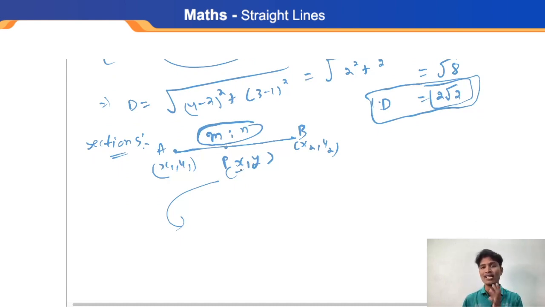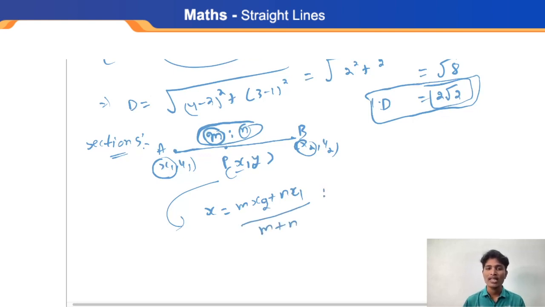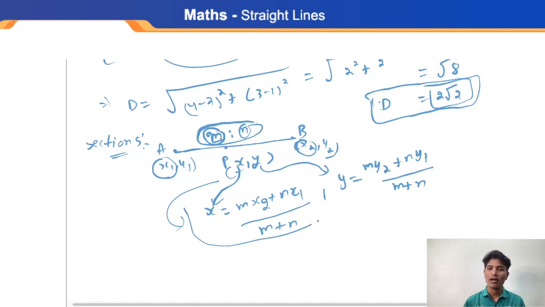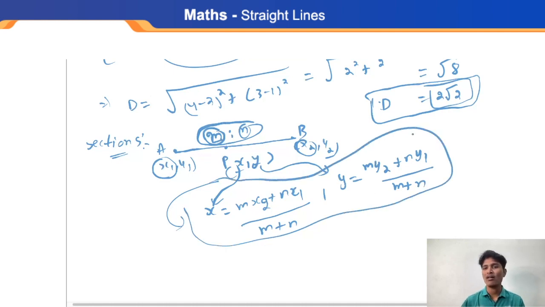So if I want to find the point x comma y, how can I find it? I can write x is equal to opposite multiplication, that is m multiplied by x2 plus n multiplied by x1, divided by the summation of the ratios, that is m plus n. This is the x coordinate. The y coordinate can be written as again opposite multiplication, that is m y2 plus n y1 divided by m plus n. This entire thing is called the section formula.